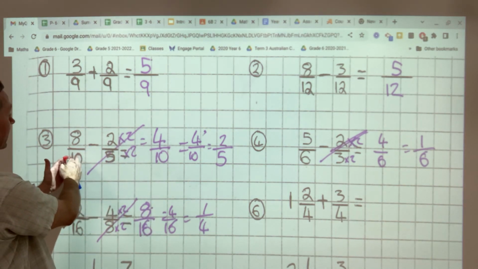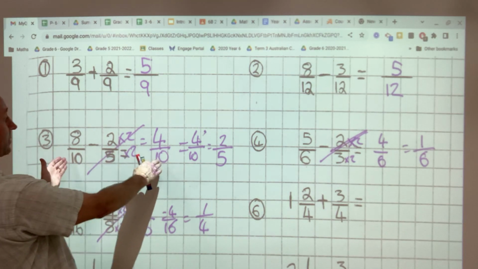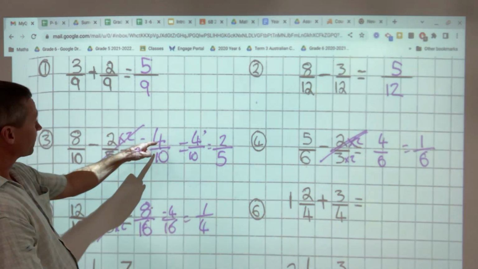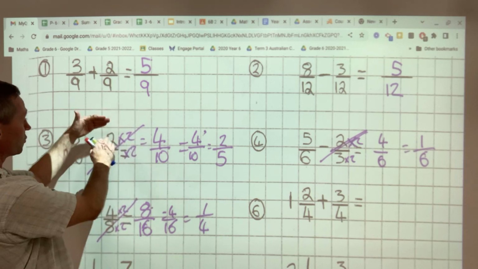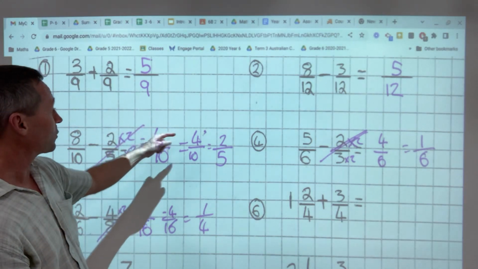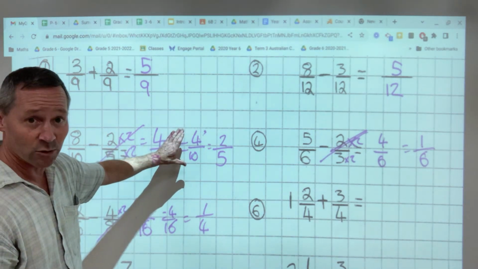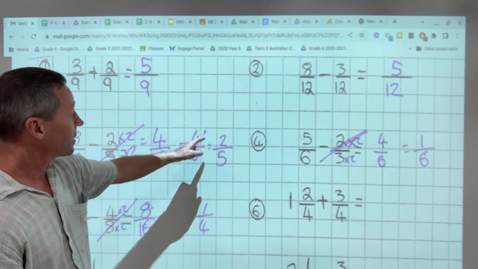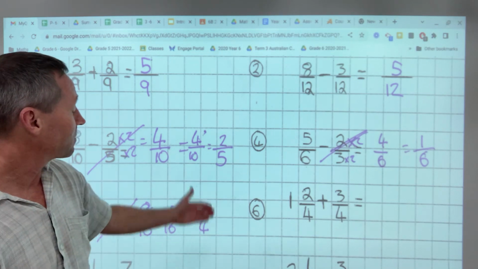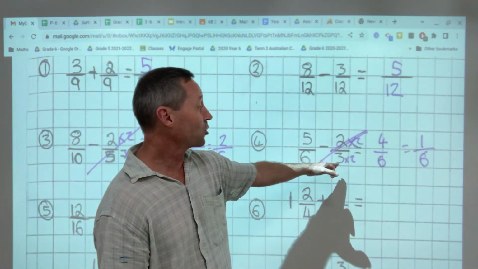So now the denominators are the same. What I then do is keep 10 as the denominator. 8 minus 4, because that's what it is now, it's not 2/5, it's 4/10. 8/10 minus 4/10 equals 4/10. That is correct, but if you want to simplify, think of a number that can fit evenly into both 4 and 10, and clearly that's 2. Best answer, 2/5.